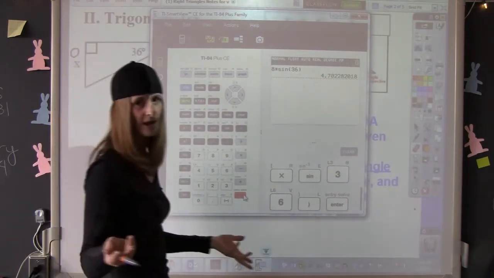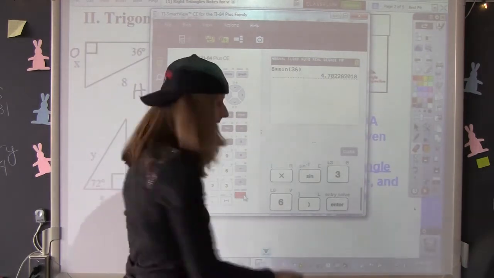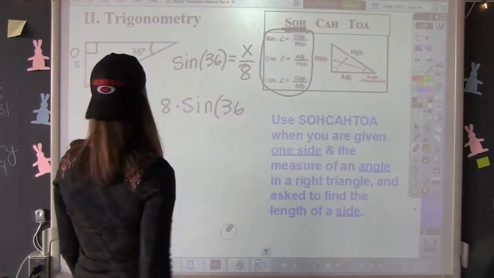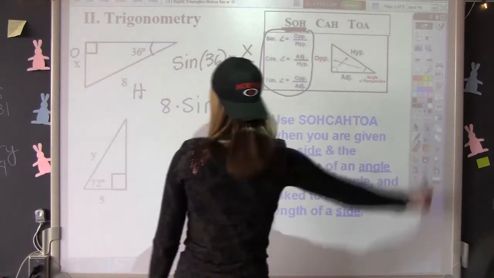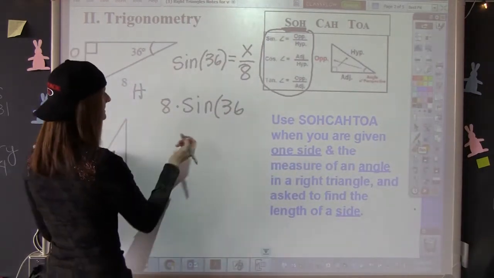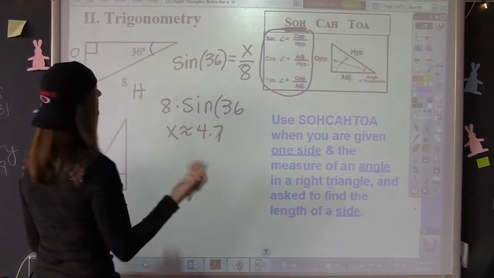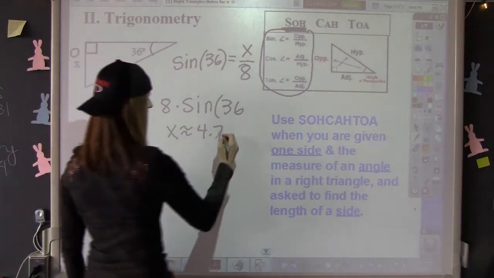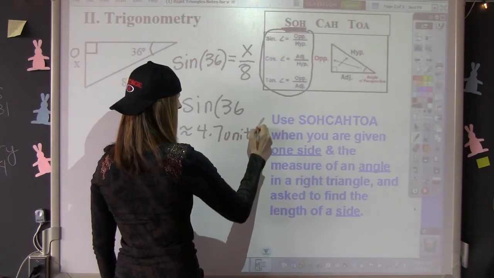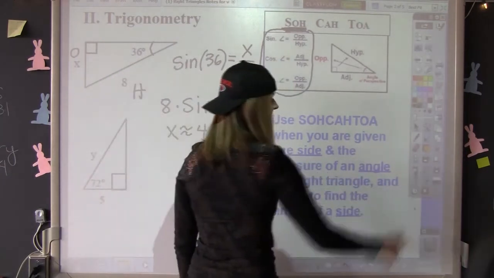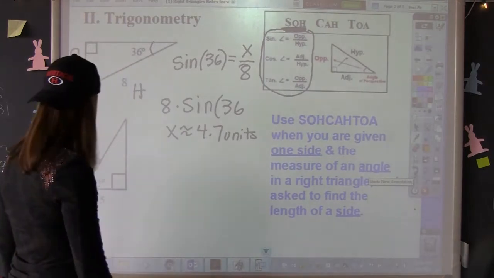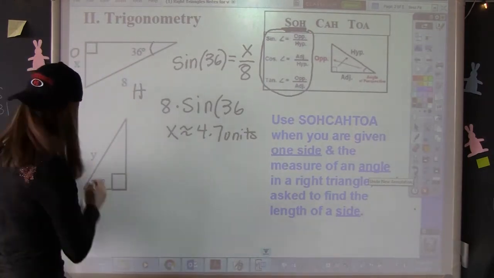And it'll tell you how to round, and on your SOL, you don't have to really worry about that. So we got the length of this side is about 4.7, what are the units? No units. Okay, so I'll just write units. Not squared, units. I'm not dealing with area. All right, let's go to this one.